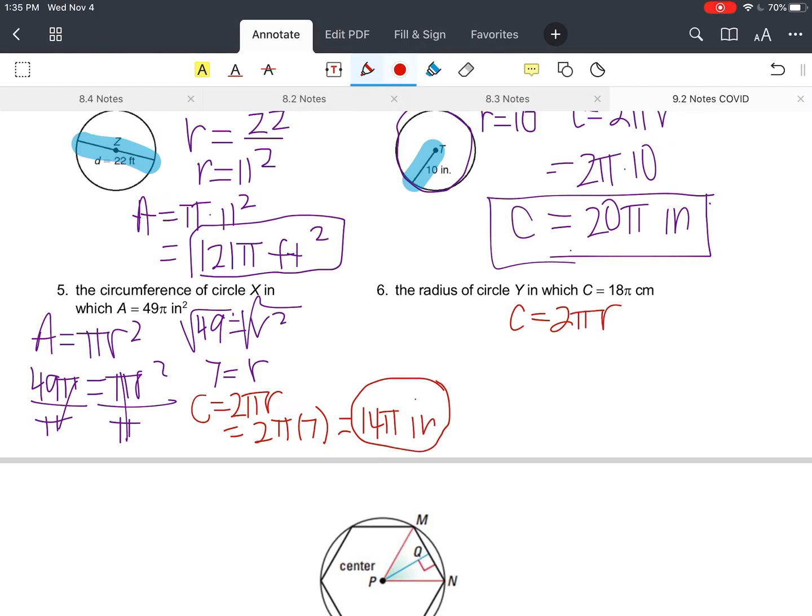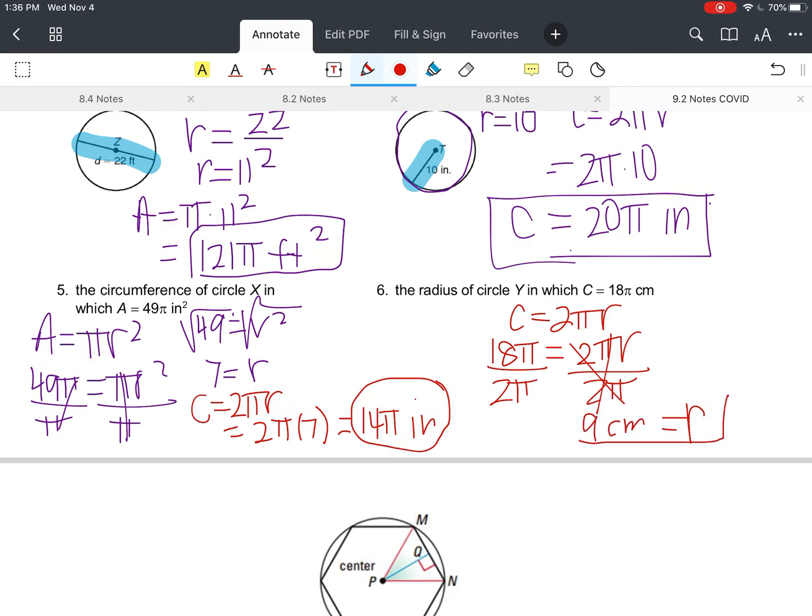Number 6, it wants me to find the radius of circle Y where the circumference is 18 pi. Well, if I want to know the radius, then I should be using 2 pi r for the formula. Substituting in 18 pi for circumference, I get 18 pi equals 2 pi r. To get r by itself, I should divide both sides by 2 pi.